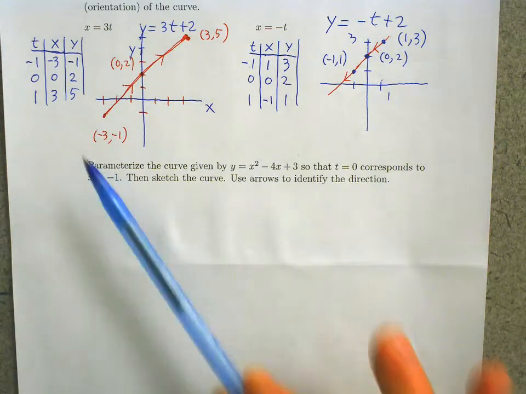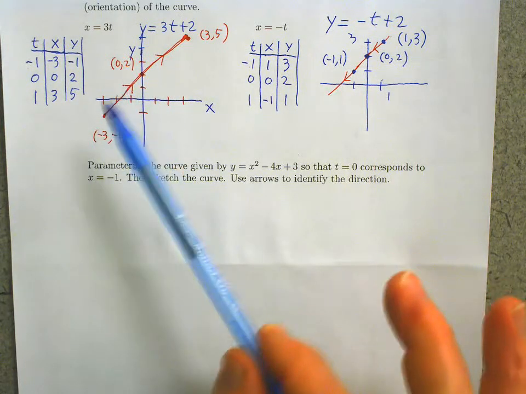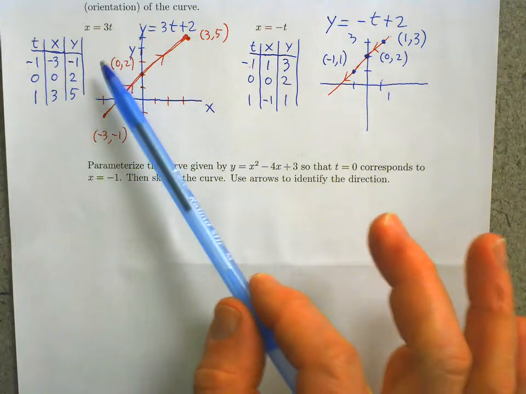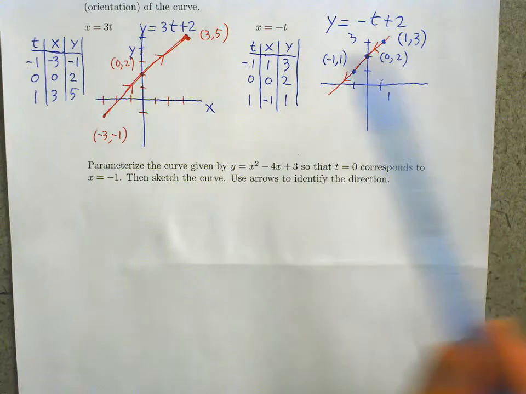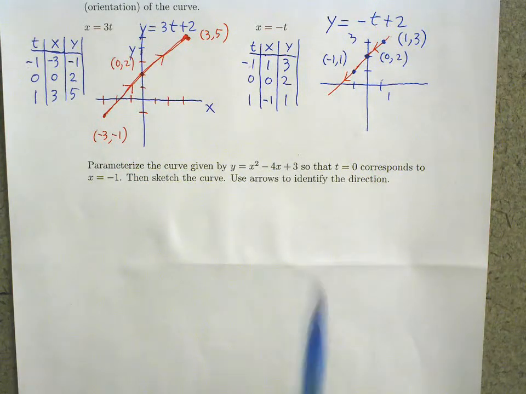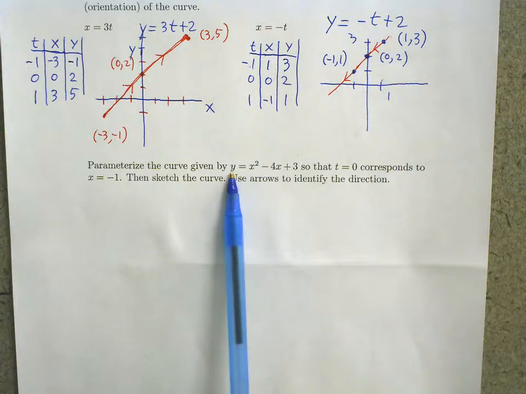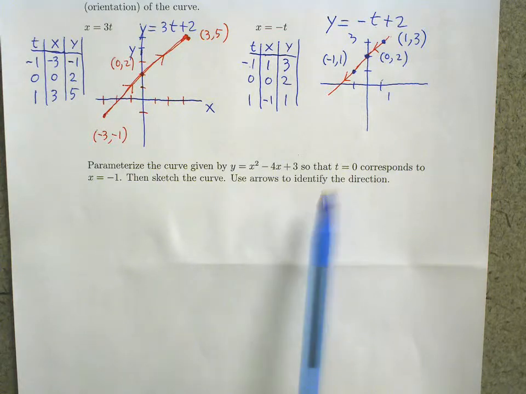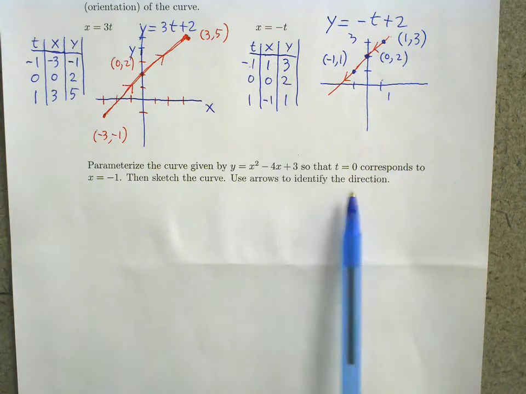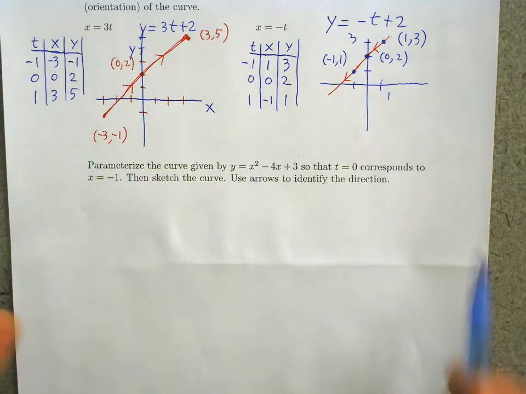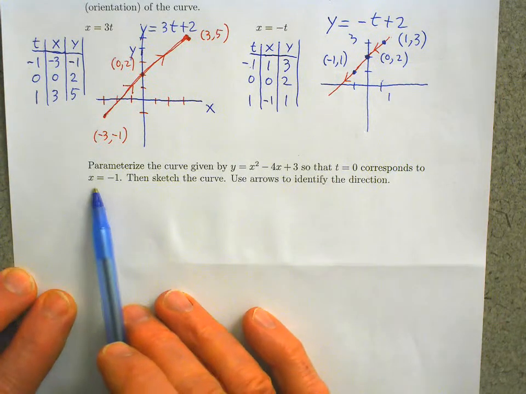As you saw in the previous examples, we just considered two different parameterizations of the same line. They each had different directions and different speeds. So this curve we recognize as a parabola, y equals x squared minus 4x plus 3. But we just want a parameterization so that when t is equal to 0, we get an x coordinate equal to -1.